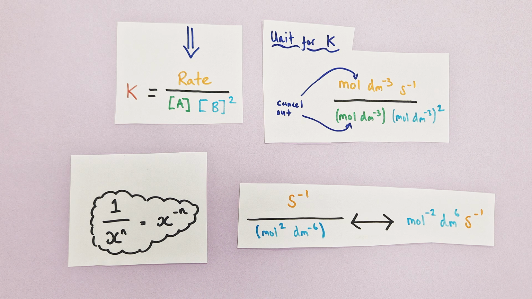So in the same way we can apply this exact rule to our unit shown. So effectively we're going to flip our mol squared dm to the minus 6 to be the reciprocal form of the powers as shown in the indices law. So mol to the 2 becomes mol to the minus 2, and dm to the minus 6 becomes dm to the 6. And that means we brought these over the division line, and the s to the minus 1 is unchanged because it's above the division line when we move that bottom bit up, and that leaves us with the new unit of mol to the minus 2 dm to the 6 s to the minus 1.